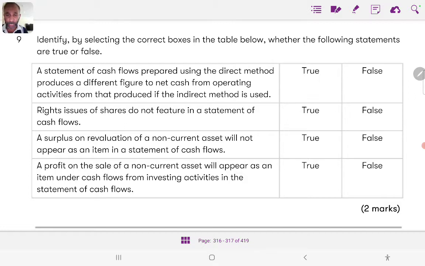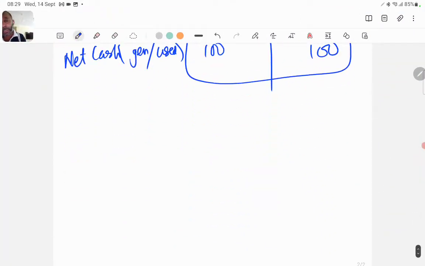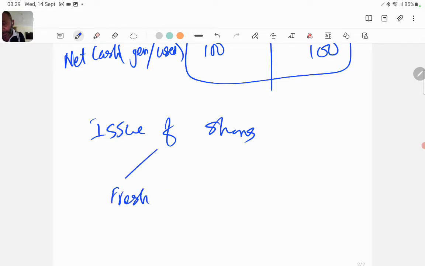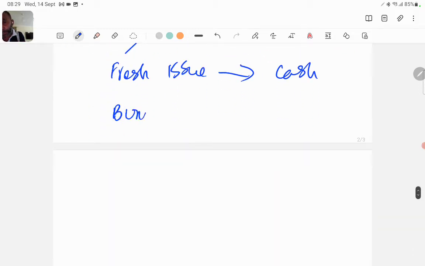Right issues of shares do not feature in a statement of cash flows. The meaning of right issue here: when you talk about issue of shares, there is one issue, fresh issue, which will result in cash. Second one, bonus issue, that will not result in cash. There is no cash involvement.